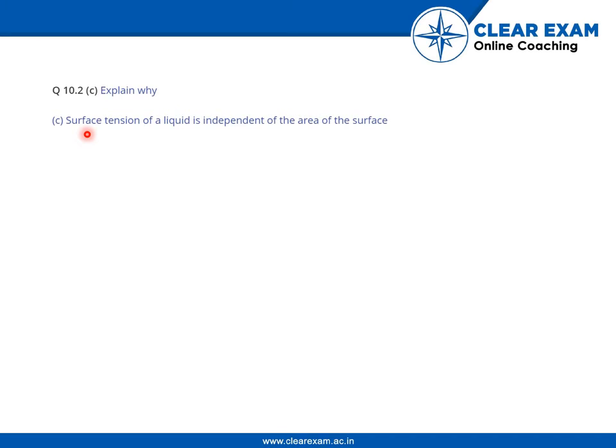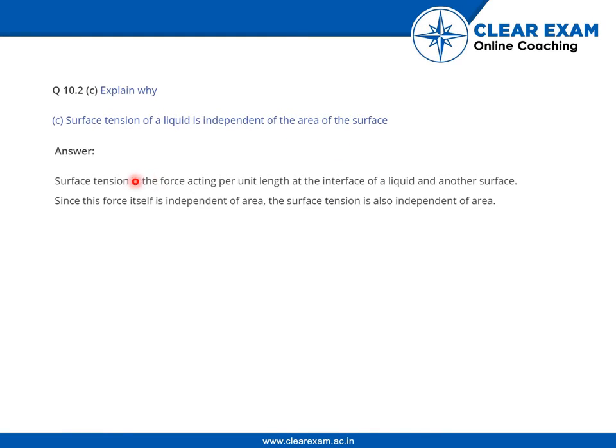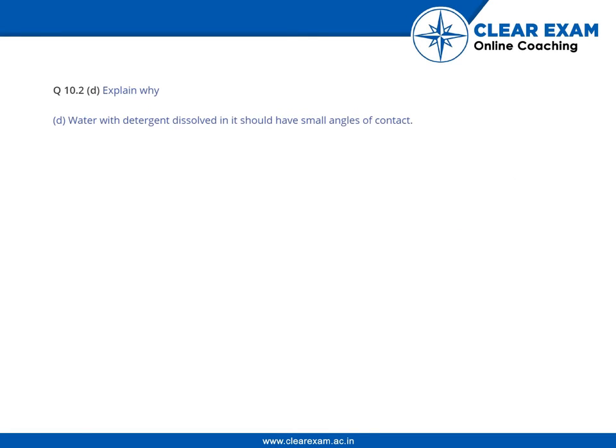Explain why surface tension of a liquid is independent of the area of the surface. Surface tension is the force acting per unit length at the interface of a liquid and another surface. Since the force itself is independent of area, the surface tension is also independent of area.